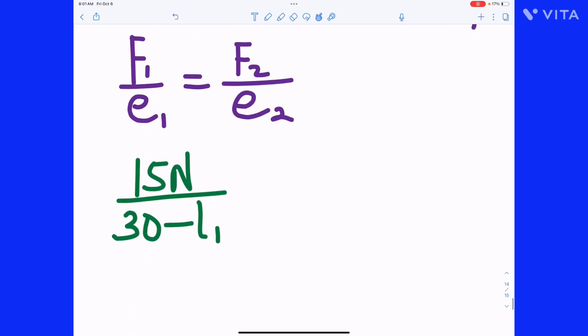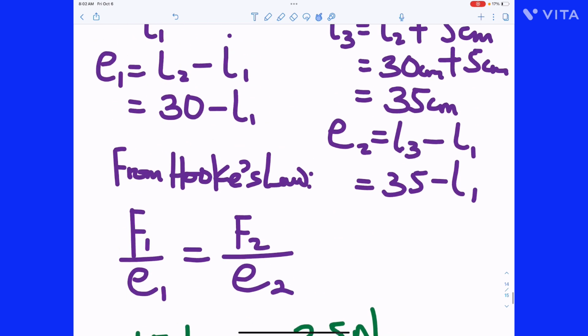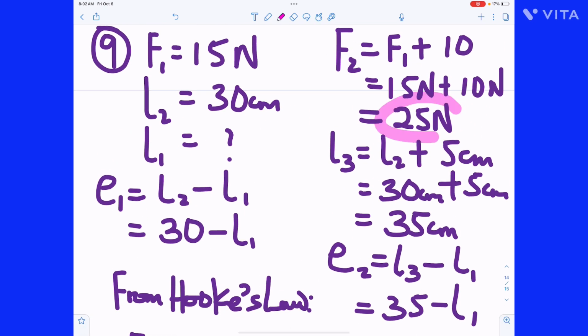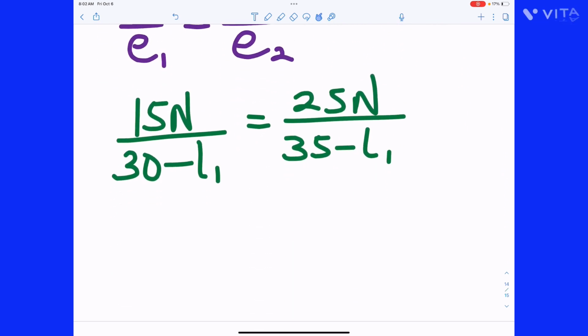Now, another force, 25 newtons, produced the extension 35 minus L1. We got that here. 25 newtons, 15 plus 10, produced the extension 35, 30 plus 5, which is what? 35 minus L1. Final length here minus the original length of the rubber. So we can remove our n. We don't need it in both cases and cross multiply. When we cross multiply, what do we get?